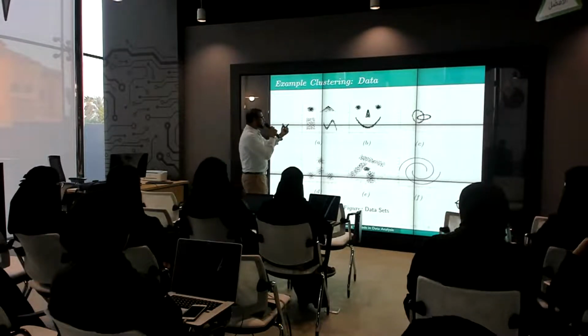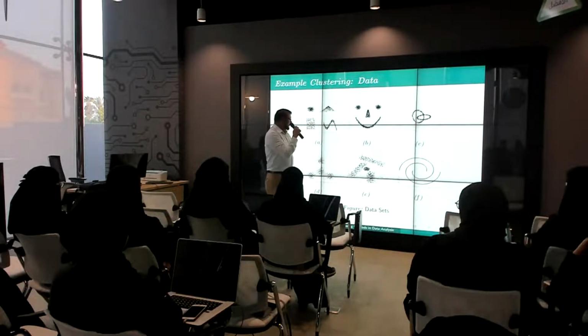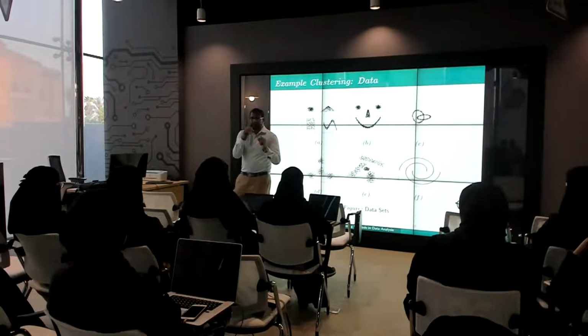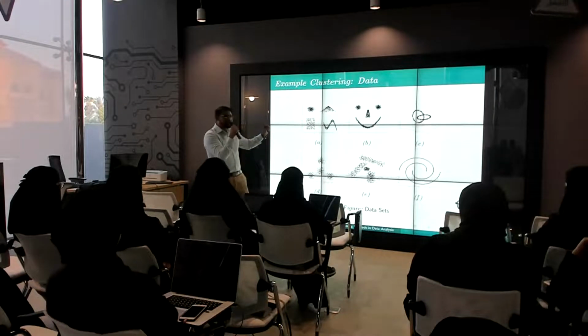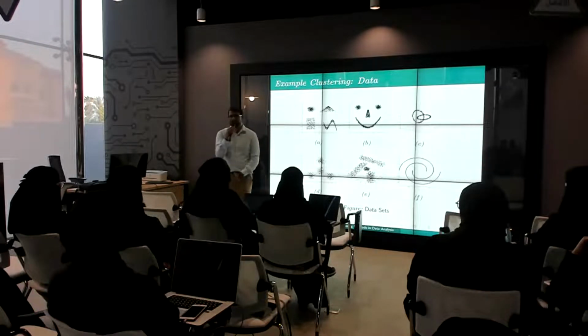Why are they different? Maybe they are closely related, maybe they are following a pattern. If you can do this without seeing, then you are building a clustering algorithm.